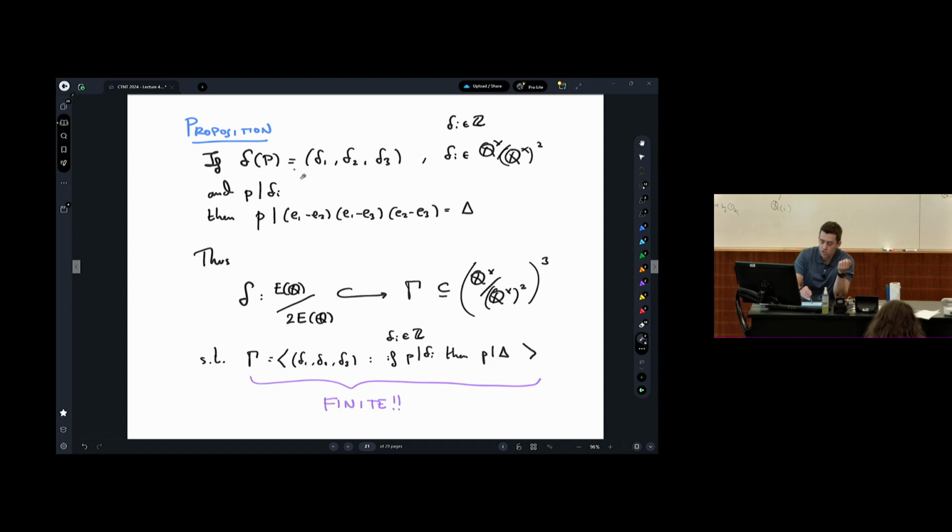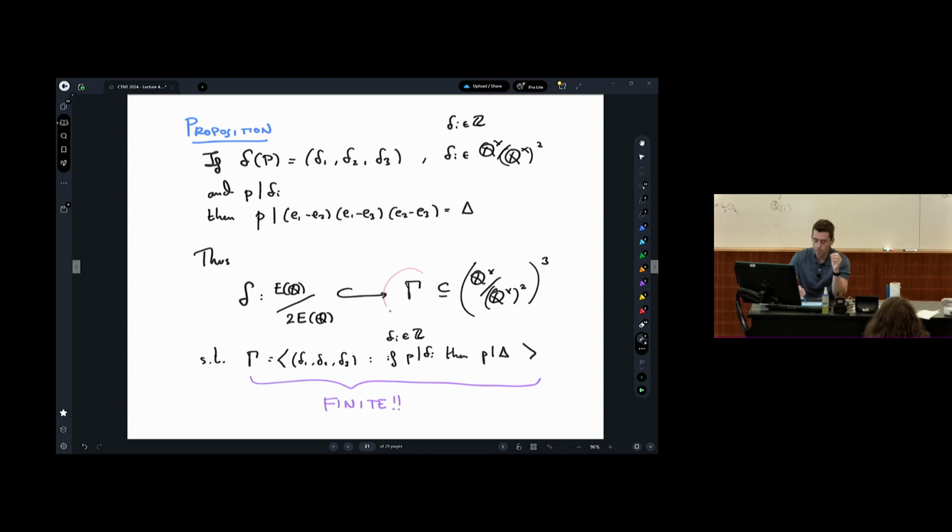And this proposition tells you that if something is in the image, then there are representatives, modulo square, that are integers, and they are actually divisors of this triple product, which is related to the discriminant. So it's primes of bad reduction. Okay, they have to be primes of bad reduction. And that tells me then, because the kernel was 2 times E(Q), that delta gives me an injection into something that is finite. And finite there means a bound.